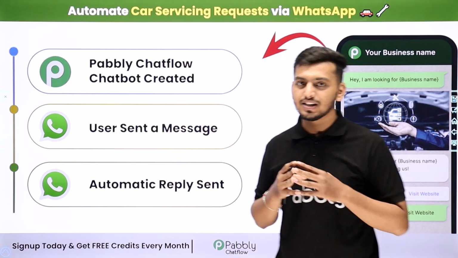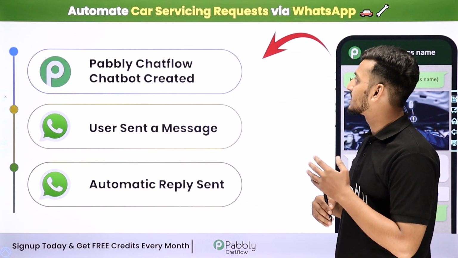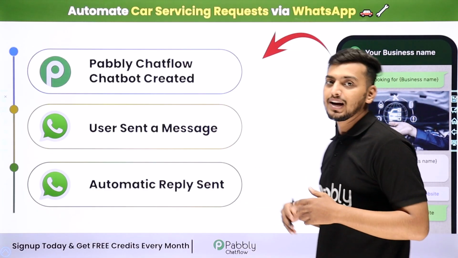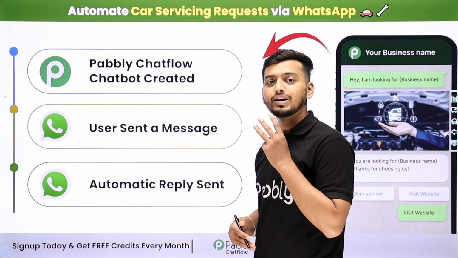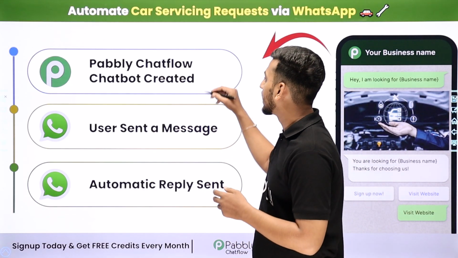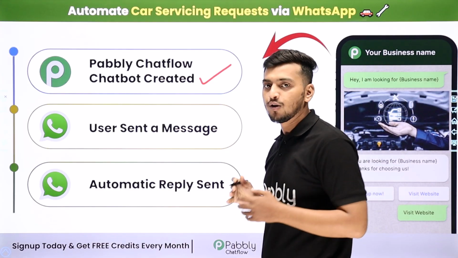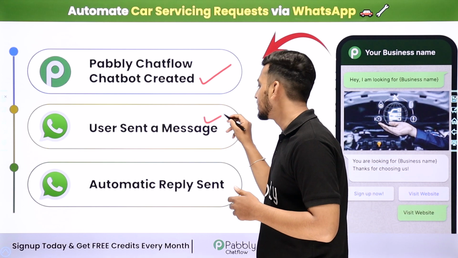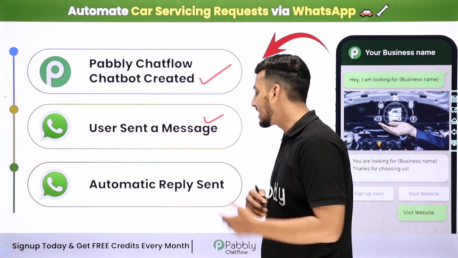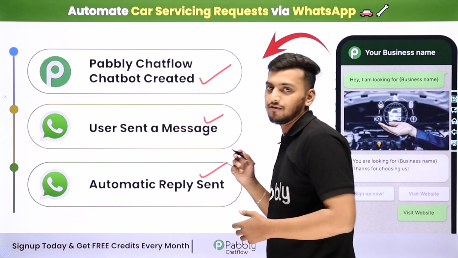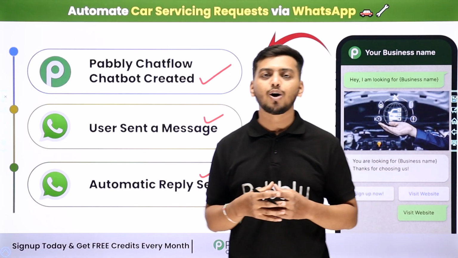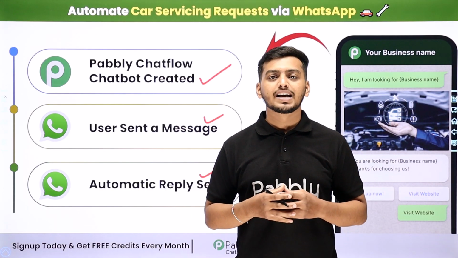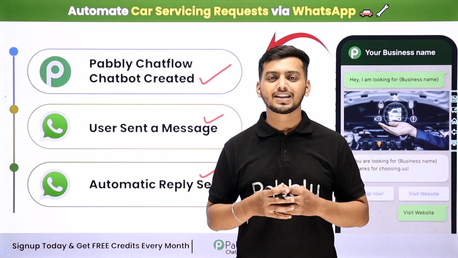And today I will demonstrate how you can automate your car servicing requests via WhatsApp. In this video, we are going to work on 3 simple steps. First, we will create a WhatsApp chatbot inside my Pabbly Chatflow account, and after that, whenever any customer sends us any text message, our WhatsApp chatbot will reply to them automatically on our behalf. So if you are ready to learn how I will create this amazing WhatsApp chatbot, let us jump right onto my screen.